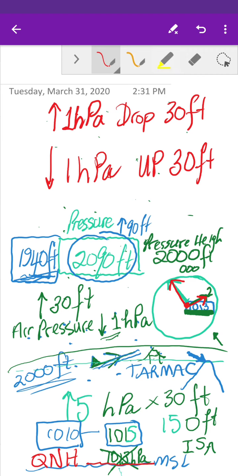But that also happens while you're flying straight and level. So as you change pressure areas, be careful, because this needle can be adjusting and you could be maintaining the same height. So be aware of how QNH affects the actual altitude of your aircraft. It makes you think you're at a different height when in fact you are at only 2000 the whole time, even though it looks like it's at 2090, even though it looks like it's at 1940.